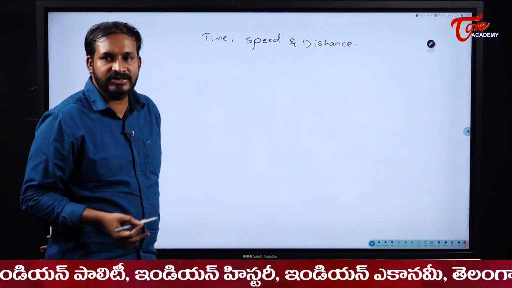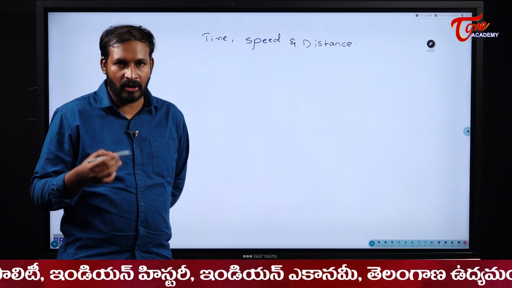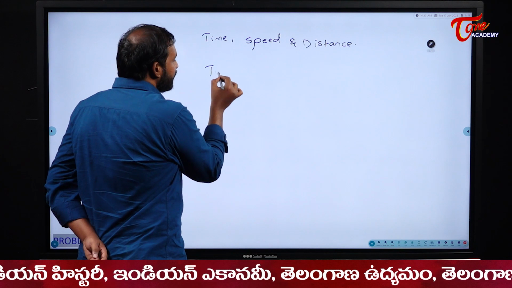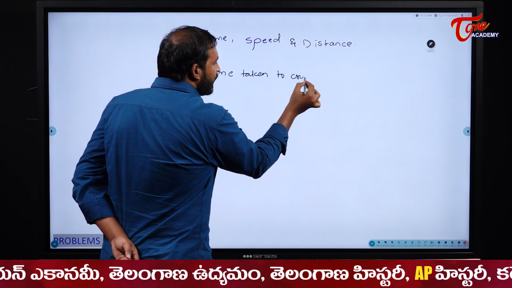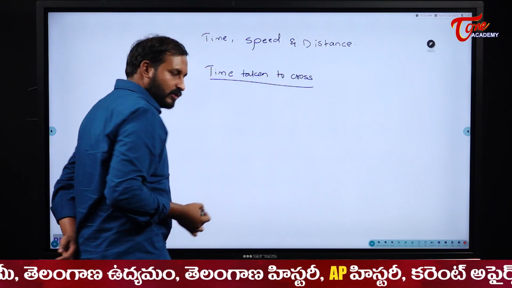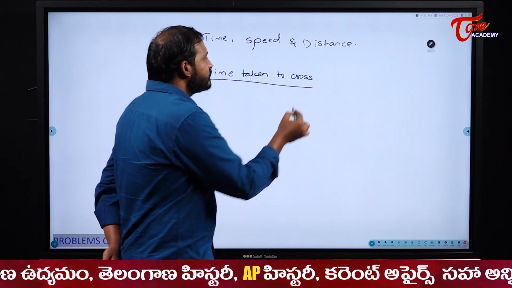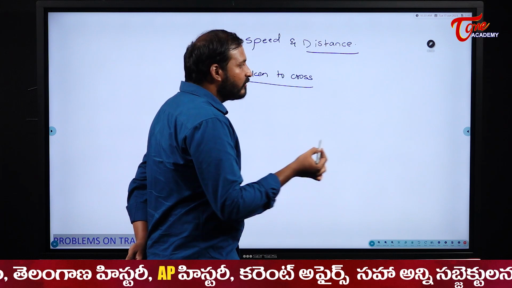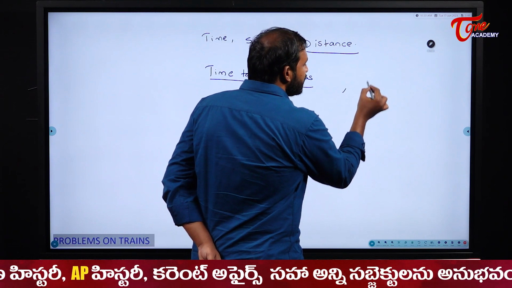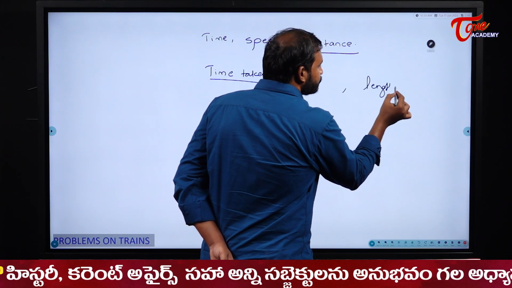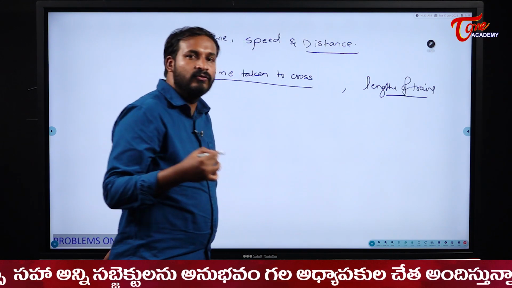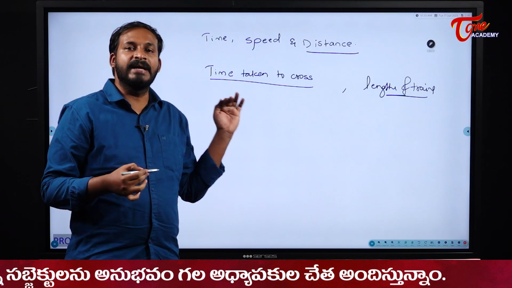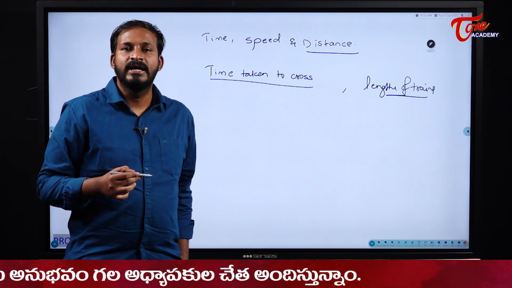But now here in this concept, we will hear some more new topics like time taken to cross. Instead of time, we will hear the word time taken to cross. Okay, and when it comes to the distance, instead of distance, now here we will hear new words, that is lengths of the trains. These are the things which we will hear newly in our concept, time, speed and distance.